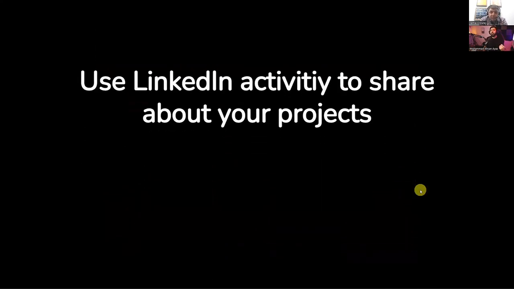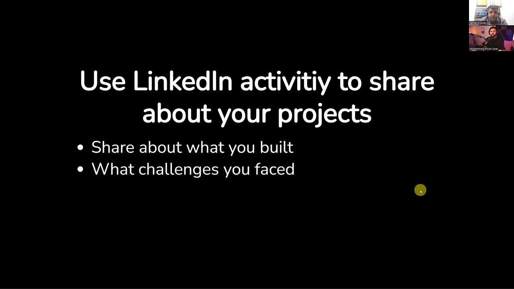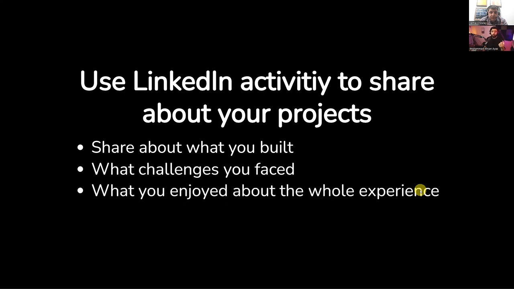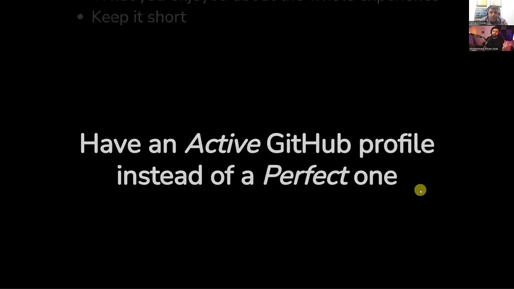Again, LinkedIn. Use LinkedIn and use the activity tab, start posting about your projects. If you push a commit that adds a new feature to your dummy project, or if you have built a to-do app but made it your own, if you have created something that's useful for everybody, or if it's fun, you just share about that on LinkedIn. So share about what you've built, share about what challenges you have faced, share about what you enjoyed in the whole process, and then keep it short. As I said, you don't have to write a blog post, but just small updates.